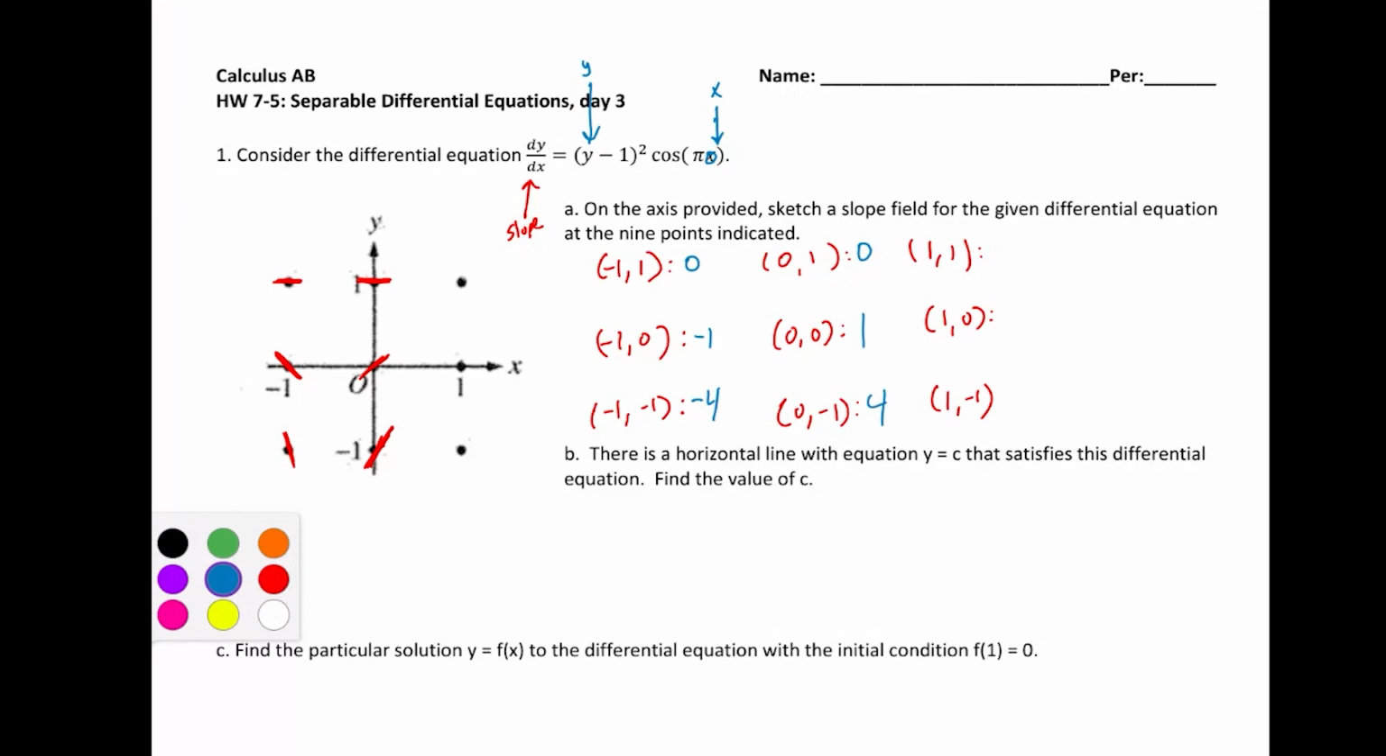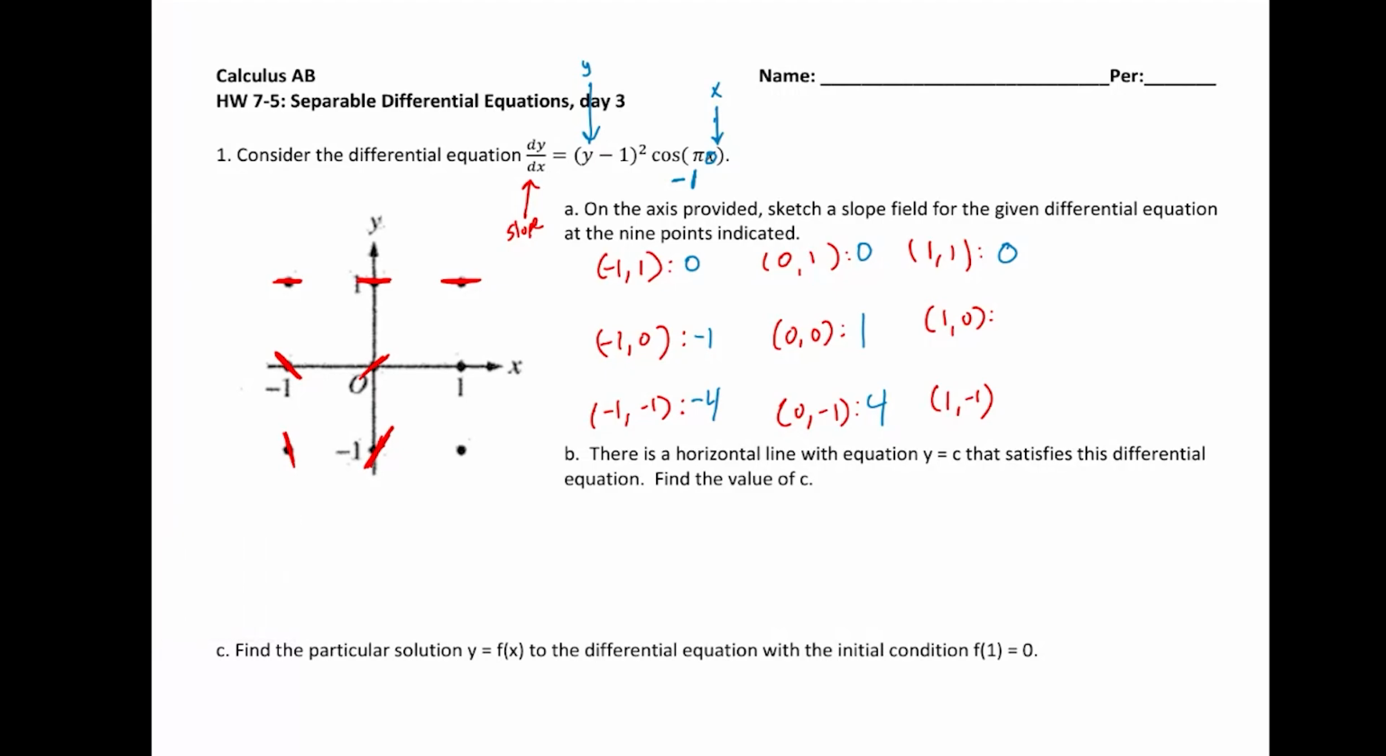At 1, comma 1. So if I plug in 1 into x, I'm going to get cosine of pi. And just like we had before, cosine of pi is going to be negative 1. So for all of these, the cosine of pi times 1 is going to be negative 1. So you have negative 1 times 1 minus 1, that's 0 again. And I should have been able to pick up on that earlier, that if y is 1, then the whole thing is going to equal 0, because we're going to have 0 times cosine.